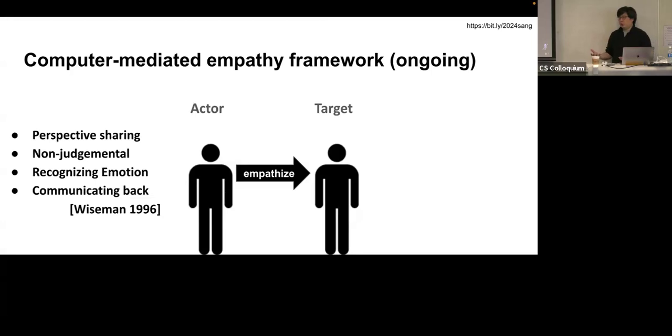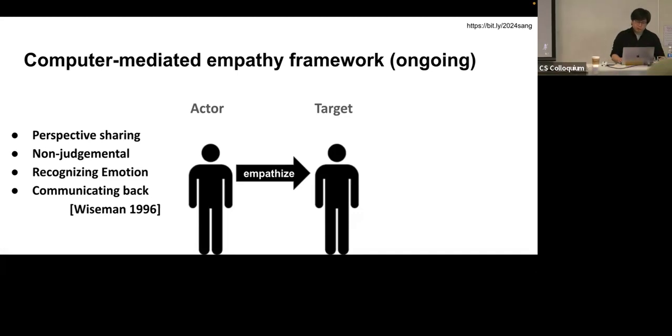She's actually from a university, and probably some of you have heard of it, if you have watched the TED Talk by Brené Brown, who talked about vulnerability. There are four components: perspective sharing, so you can see things from someone else's perspective; staying non-judgmental; recognizing emotion, so that you should be able to read someone's emotion from their face and voice; and communicating back how you understood their emotion. So that's the four components.